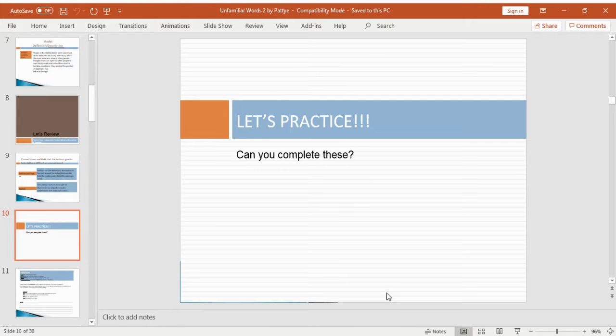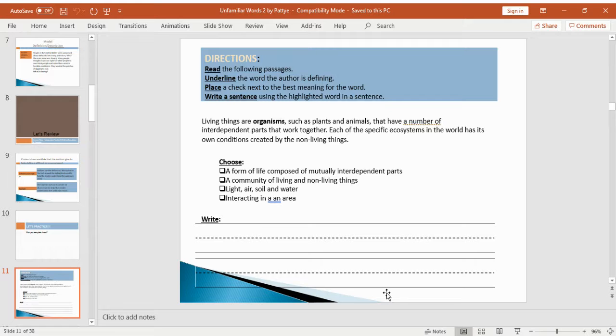Let's practice. Can you complete these? Looking at this short passage, we see the word organism. Read this short passage to yourself. Once you have found your evidence of what an organism is, choose the correct answer from the 4 choices. Once you have made your choice, can you write the word organism in a sentence using what you have learned? Take a moment to try.